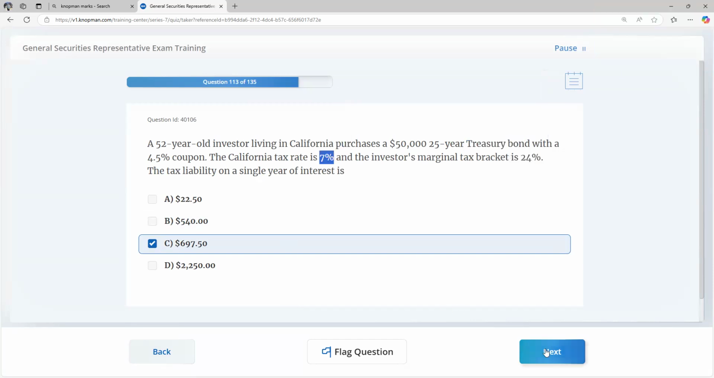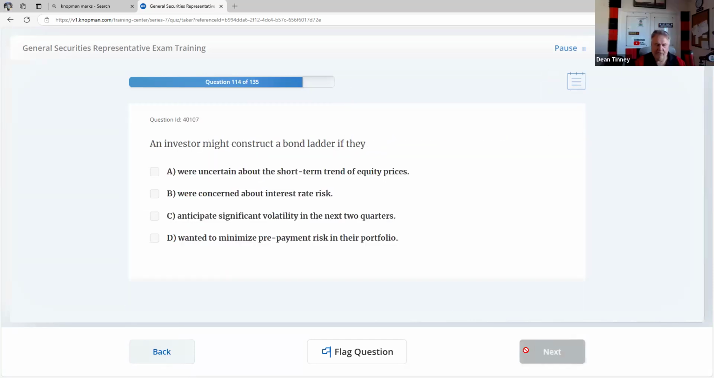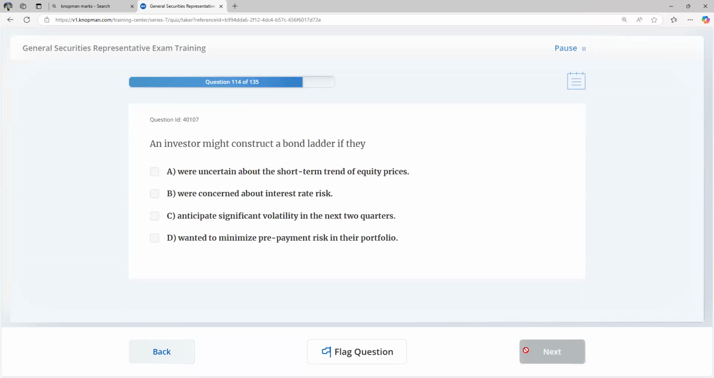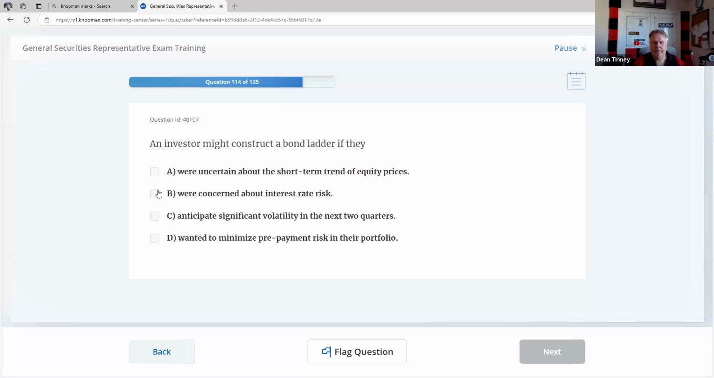An investor might construct a bond ladder if they're worried about interest rate risk, right? Yeah, exactly. That's the most conservative bond strategy, right?